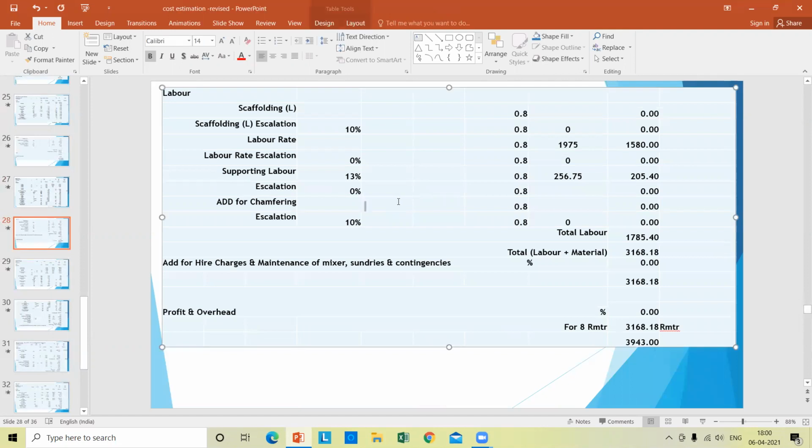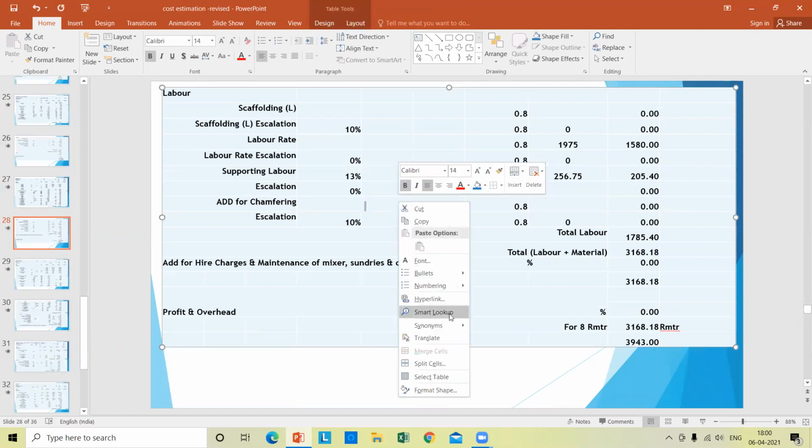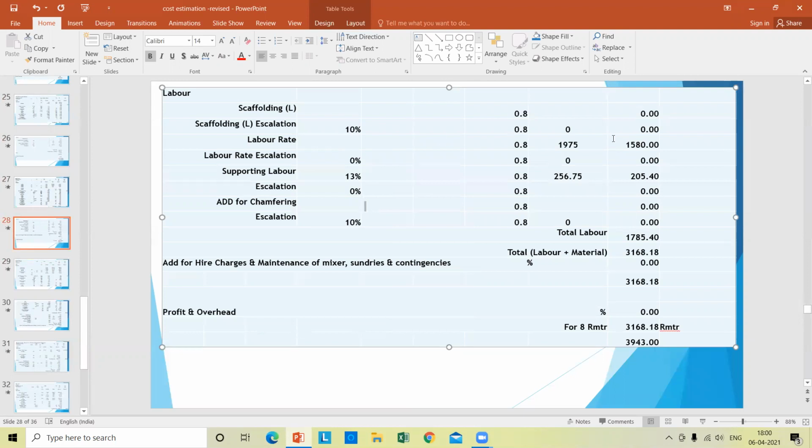Labor. Scaffolding, labor rate will be 1975, will be 1580 rupees. Supporting labor will be 205. So total labor cost will be 1785. So total labor plus material will be 3168 rupees per basin counter.